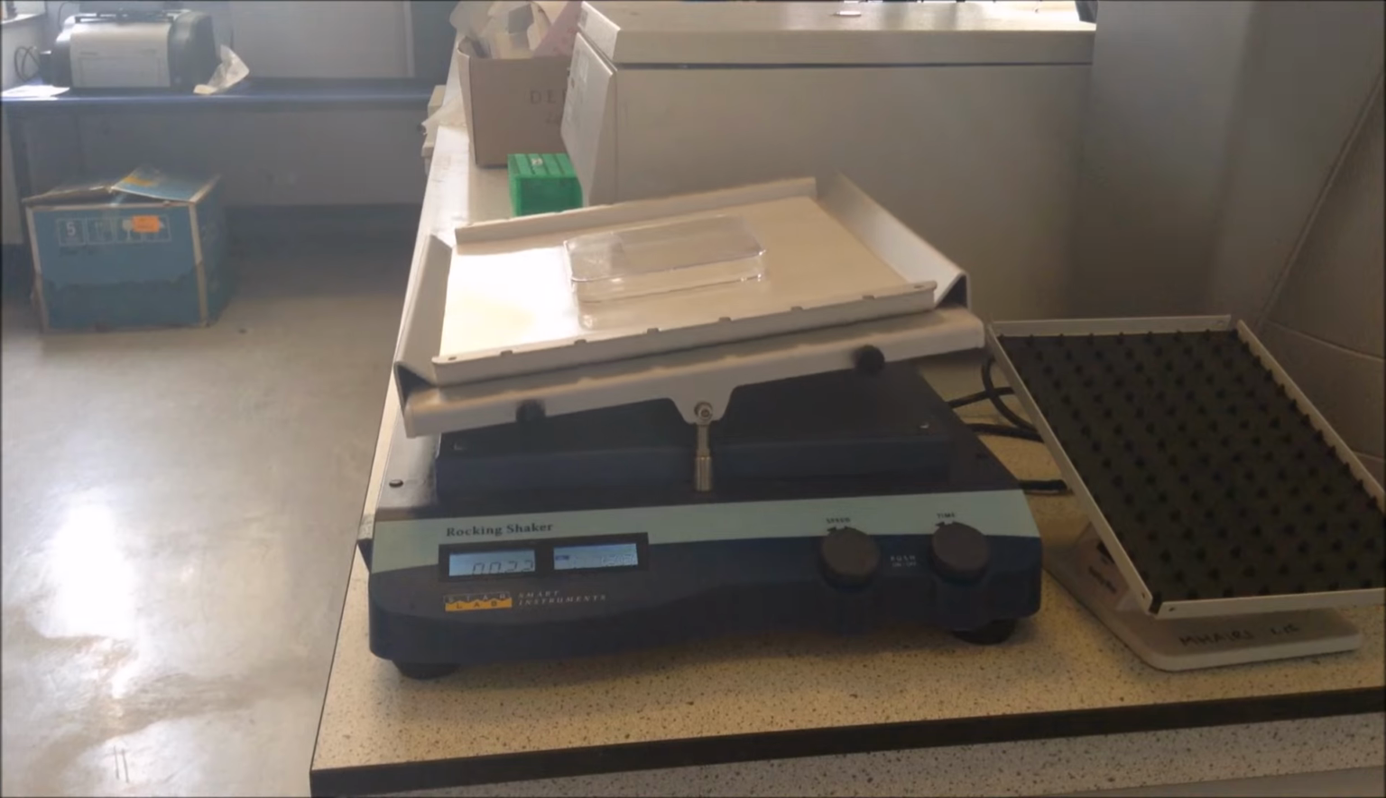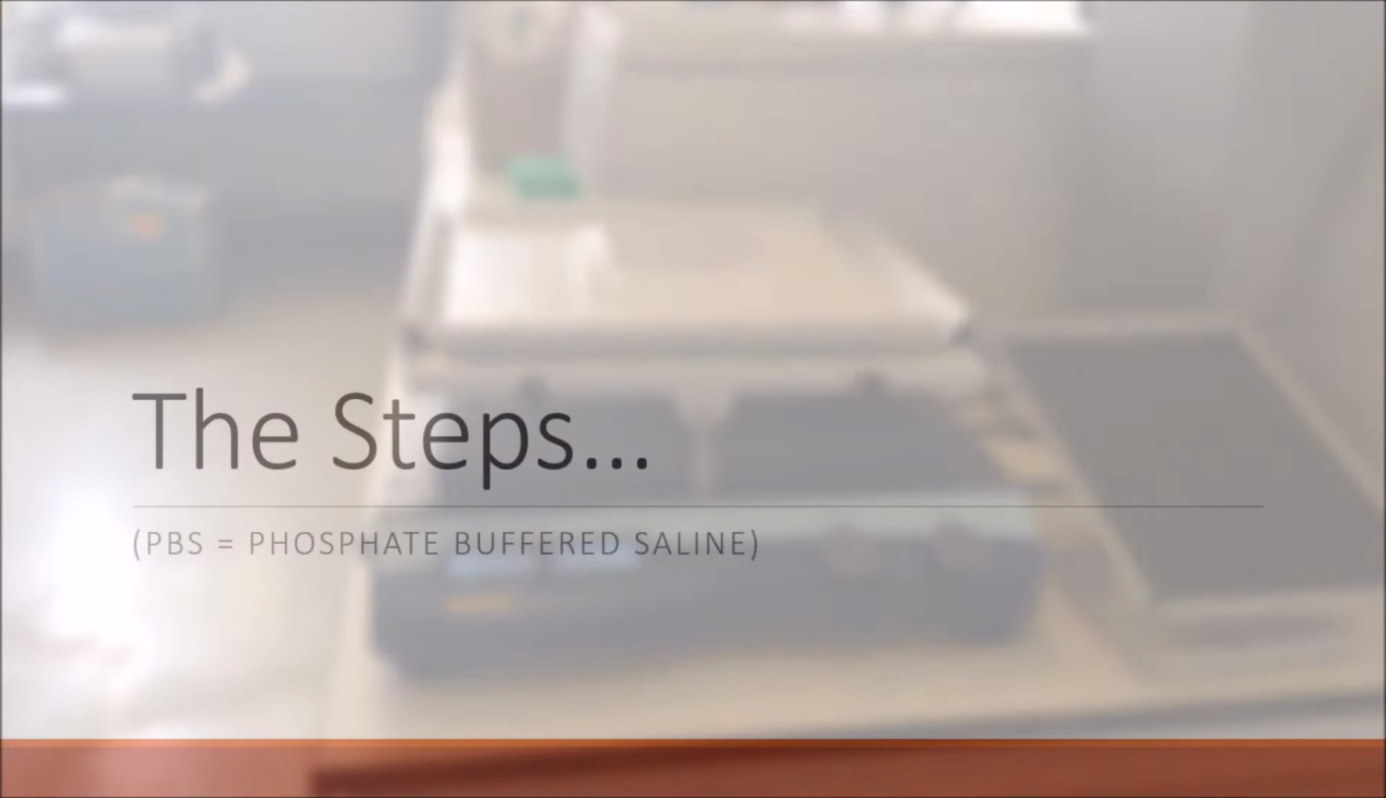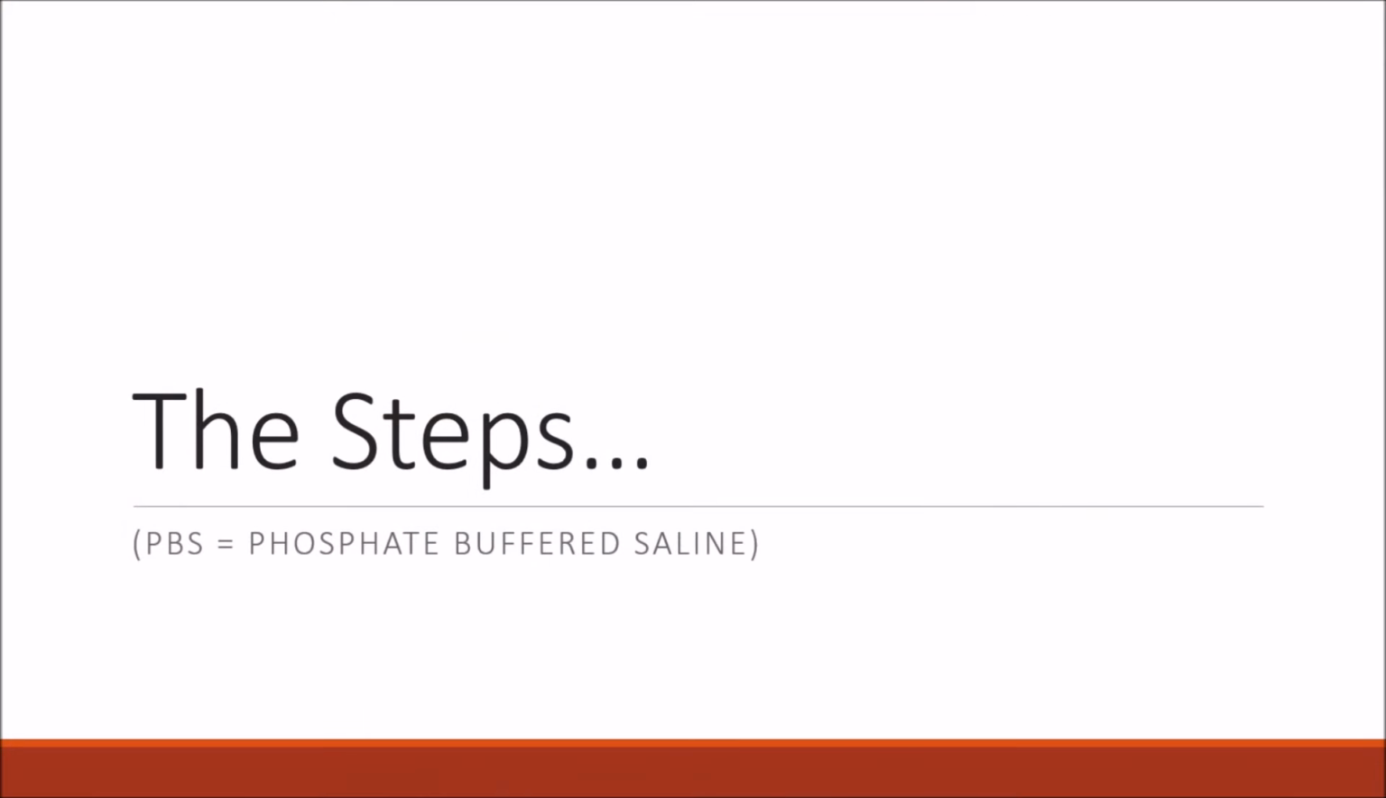The next sequence of steps is a rinse and repeat process, which will more easily be demonstrated via PowerPoint. These are the sequence of steps you do throughout the rinse and repeat process. And just so you're all aware, PBS stands for phosphate buffered saline.